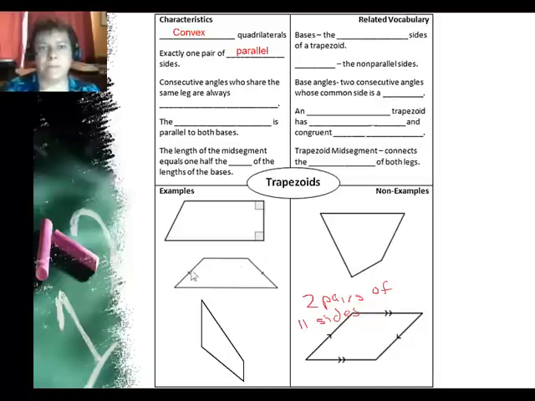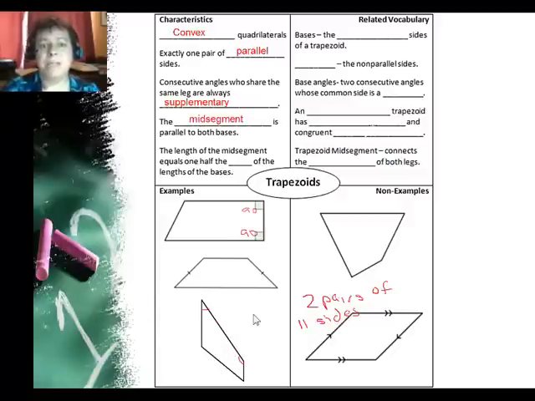Another thing we know about trapezoids is that consecutive angles that share the same leg are always supplementary. So supplementary means they add to 180. If you look at this trapezoid here, you've got 90 degrees, and I've got 90 degrees down here. That adds to 180. It's also true for these other trapezoids. If they share the same leg, not the base, but the leg, those will always add to 180.